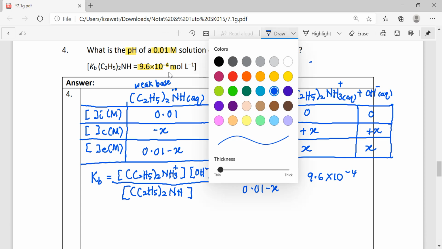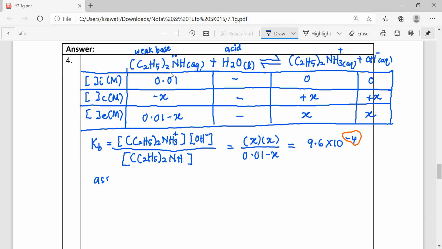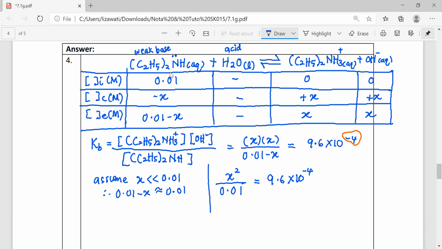Because the Kb here is 10 to the power of negative 4, you have to apply the 5% test. Before that, you have to calculate the x value. So you have to write: assume x is very, very small compared to 0.01. Therefore, 0.01 minus x is approximately 0.01. Next, when we substitute here and find the value of x, we get x equal to 3.0984 times 10 to the power of negative 3.